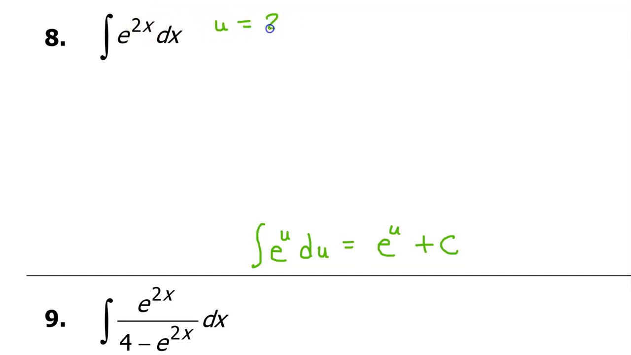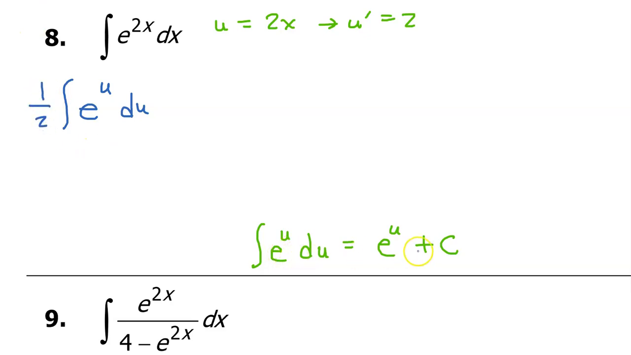So u equals 2x. In that case, u prime will equal 2. Making the substitution, we have e to the u. Instead of writing dx, we write du divided by u prime, which is 2. Let's move this 2 out in the front as a 1/2. So I'm just going to erase it and move it.